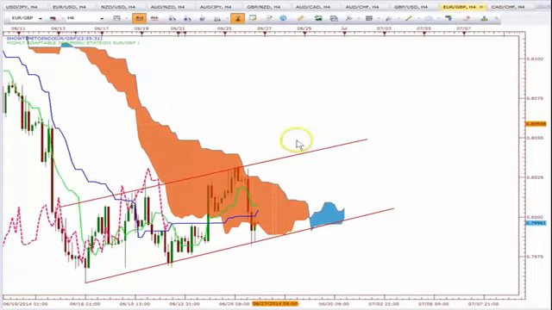Euro pound, you can see this channel that the euro pound is in. This is a bullish channel that we're in. The price is pointing upwards because we're making higher lows and higher highs. So you can see the low here, this low here, but then we made a higher low.